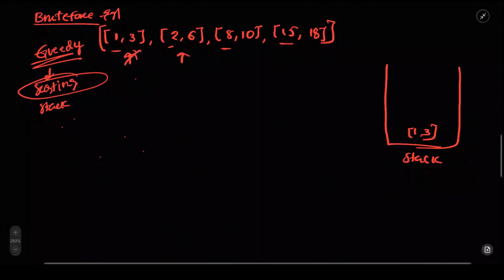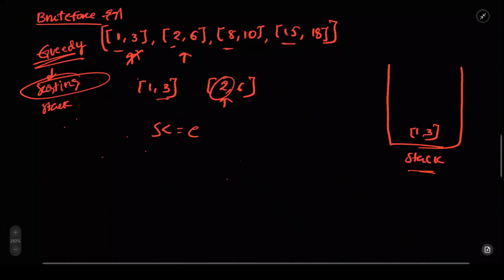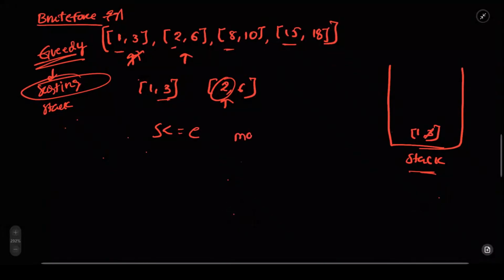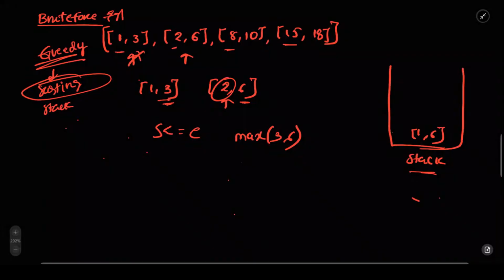When we are at 2 comma 6, we check the stack. The stack consists of some elements, 1 comma 3. Now our current element is 2 comma 6. We do the same check: if the start is lesser than or equal to the end, 2 is lesser than or equal to 3, then we replace this 3 with the max of its end, which is 3, and the new end, which is 6. What is the max of both? 6. Therefore we remove it and make it 1 comma 6. Got it? And we are done with the current element.